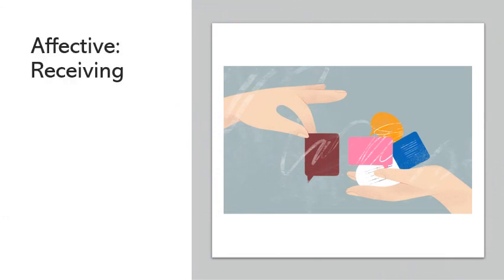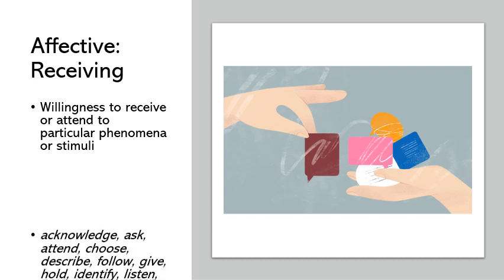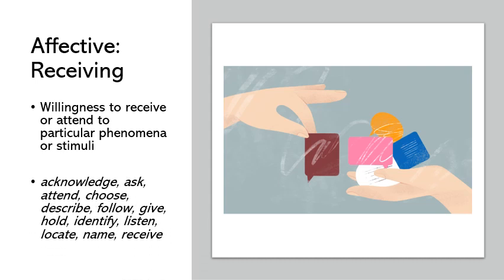The lowest level is the receiving. This is the willingness to receive or attend to particular phenomena or stimuli. The words being used for receiving are the following: acknowledge, ask, attend, choose, describe, follow, give, hold, identify, listen, locate, name, and of course, receive. I will give you 5 seconds to read these words again. Let's go to the next slide.